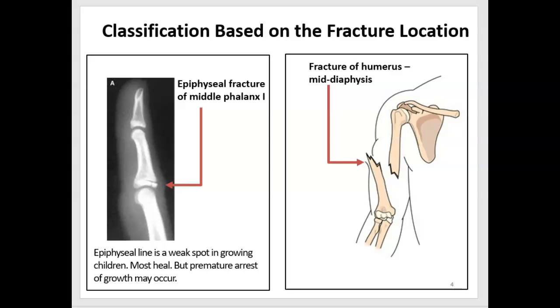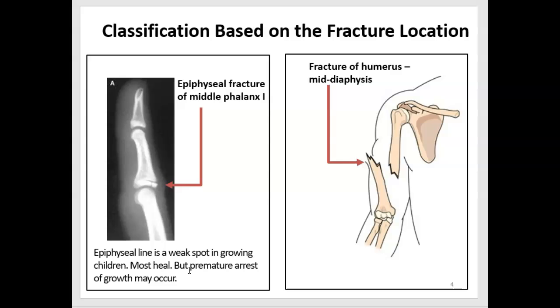So a fracture classified based on its location would be you name the bone and maybe where within the bone. So for example, on the left I have a picture of a middle phalanx. I think it's the middle phalanx number 1. It's the epiphyseal fracture. So what this means is the epiphyseal line was still weak in a growing child. It'll probably heal, but if it doesn't heal or it ossifies, that could cause premature arrest of growth. So it might not get any longer. But anyway, the way you would categorize it is you'd say where and what bone.